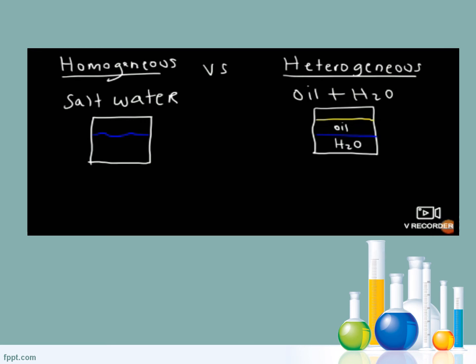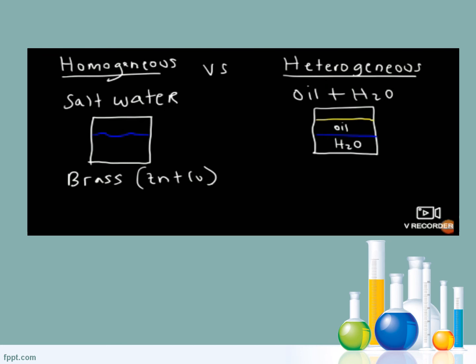Now, what about brass? Is brass a homogeneous mixture or a heterogeneous mixture? Brass is a homogeneous mixture. Brass is an alloy. It's a solid solution of zinc and copper. These atoms are distributed uniformly throughout the material. So most alloys tend to be homogeneous mixtures. Their composition tends to be uniform.